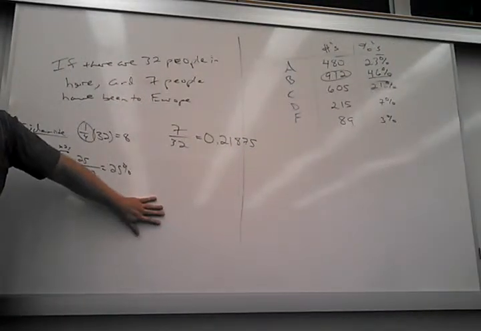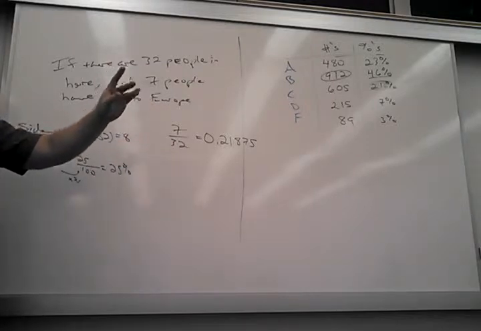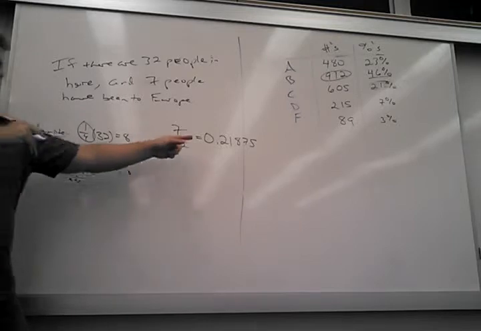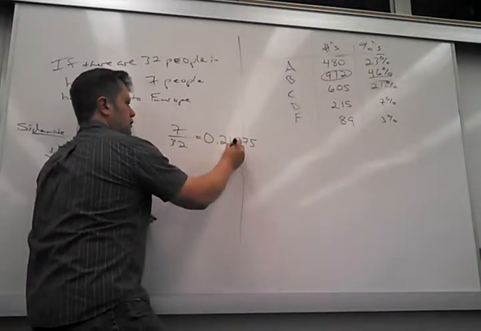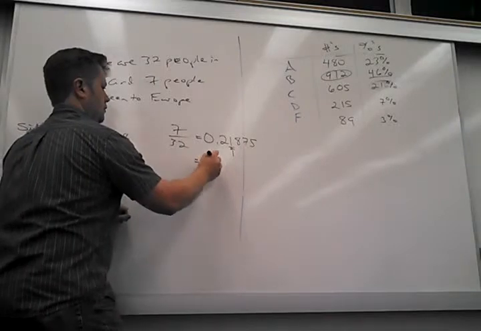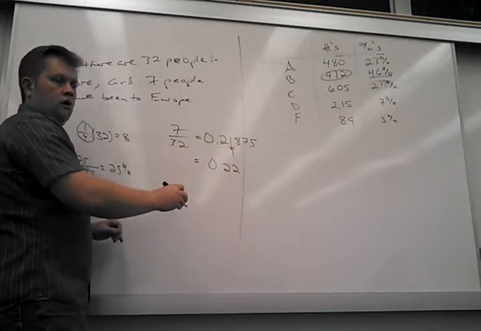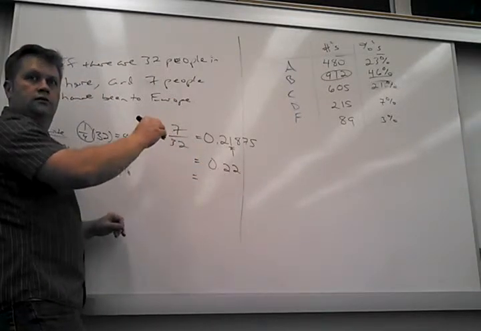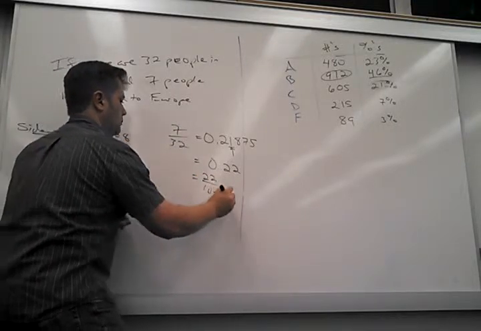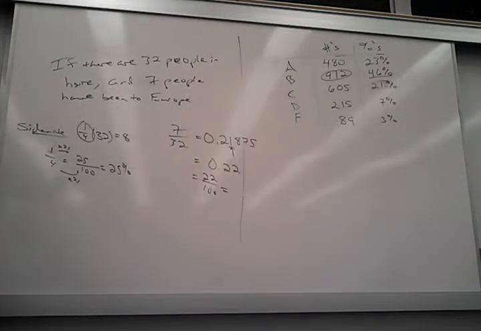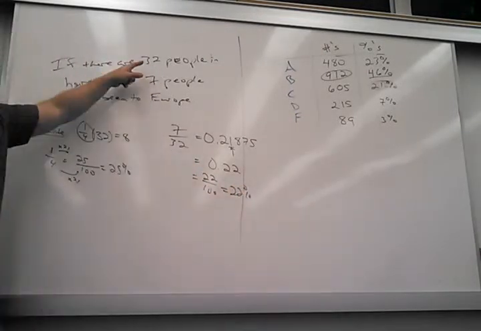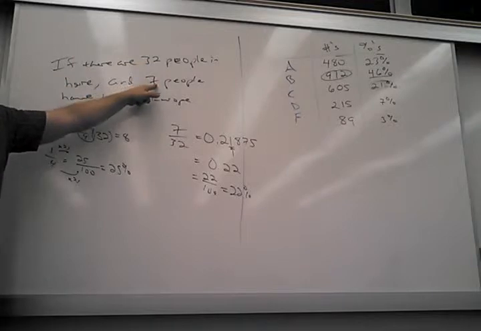Kind of with me? So that's cool. That's just dividing, and that's close to 25. It's close to a quarter. Now, if I round this to the hundredths place, what is this? 0.22. And what's that as a fraction? 22 over 100, which would be what percent? 22%. I love it.